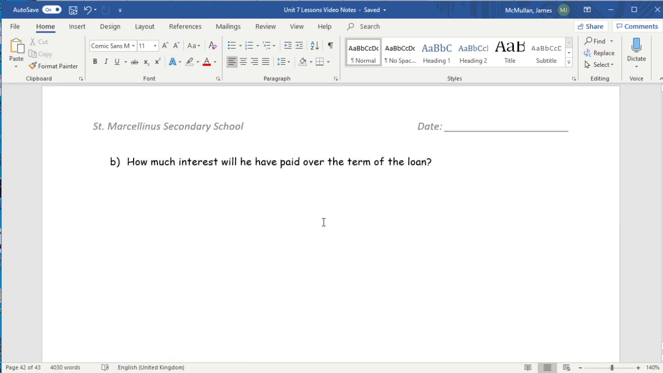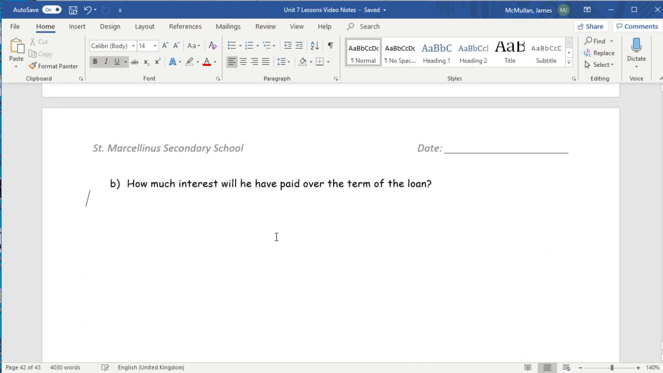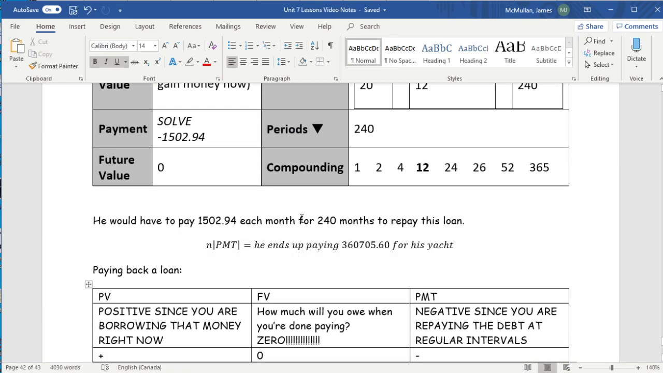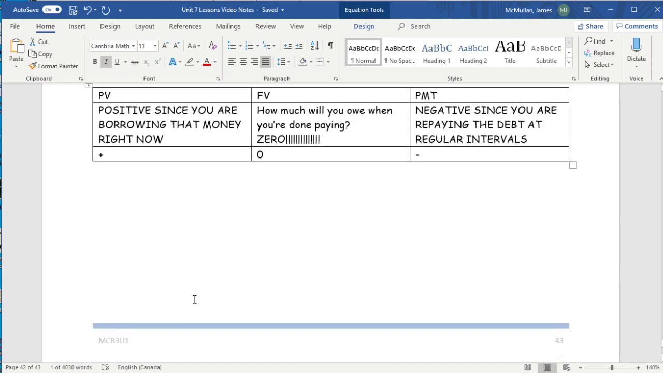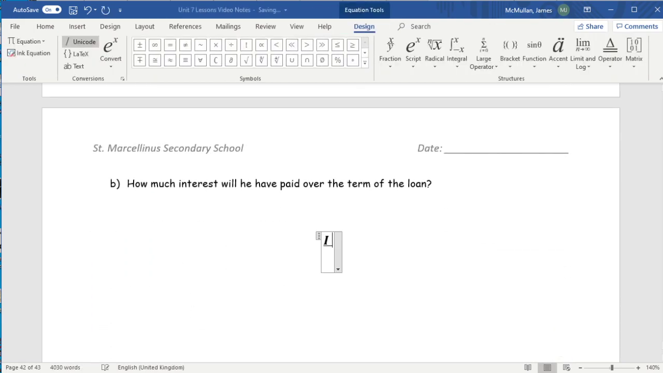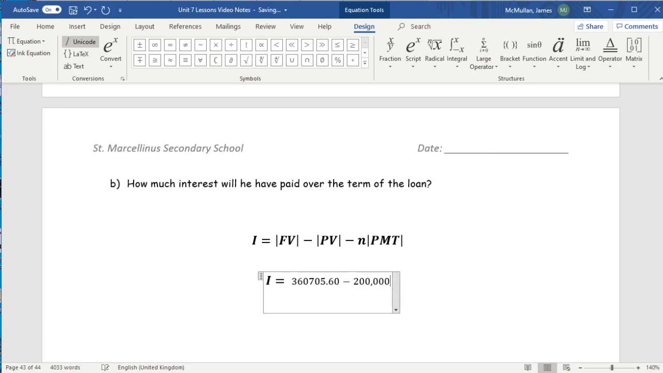Okay, so we already answered that question. So how much interest he would have paid is $367.05. So again, interest is always the same. Interest equals the absolute value of FV minus n PMT. And in this case, interest would be the future value, which was 360, minus how much he borrowed, which is 200,000, which is $160,000 in interest.